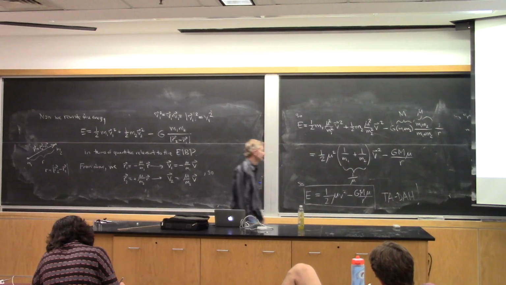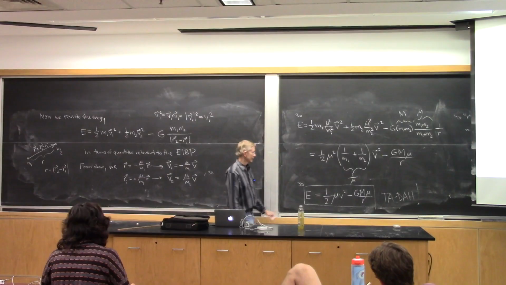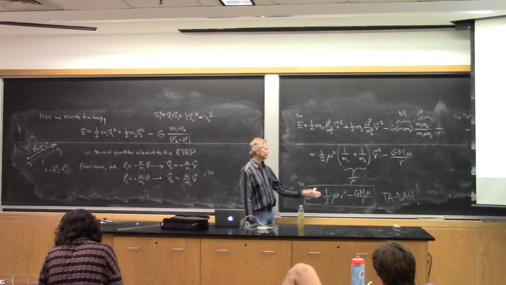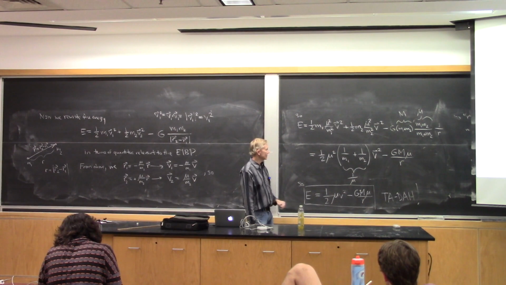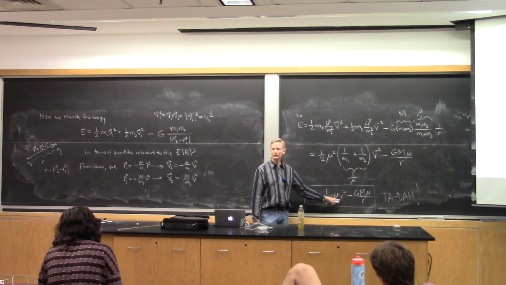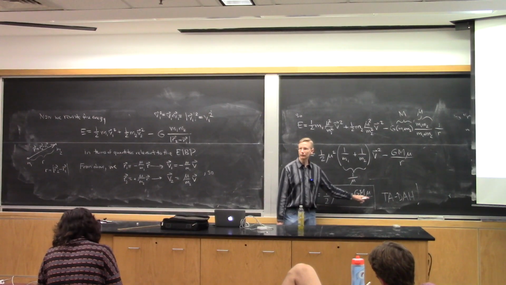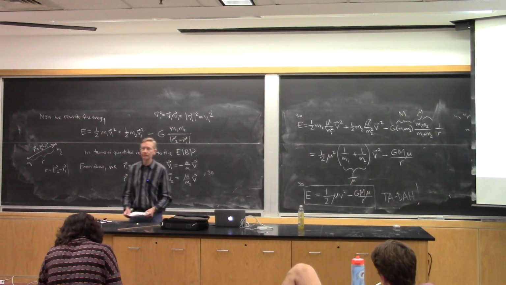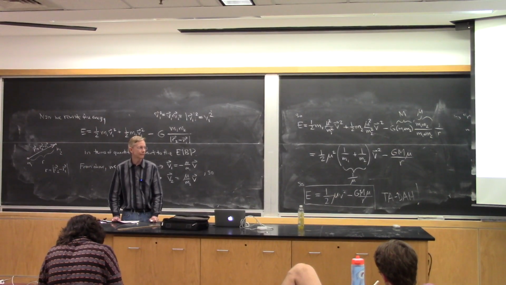Ta-da! In other words, the total energy of the system, kinetic plus potential, is 1/2 mu v squared minus g M mu over r. Why, that's the kinetic energy of the reduced mass, and that's the potential energy of M and mu interacting under gravity with one another. The equivalent one-body problem in terms of energy really is equivalent, in other words. It really is giving us the same thing.